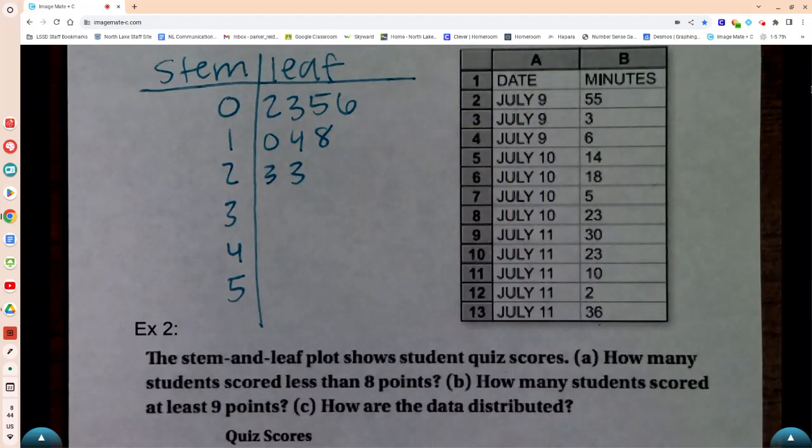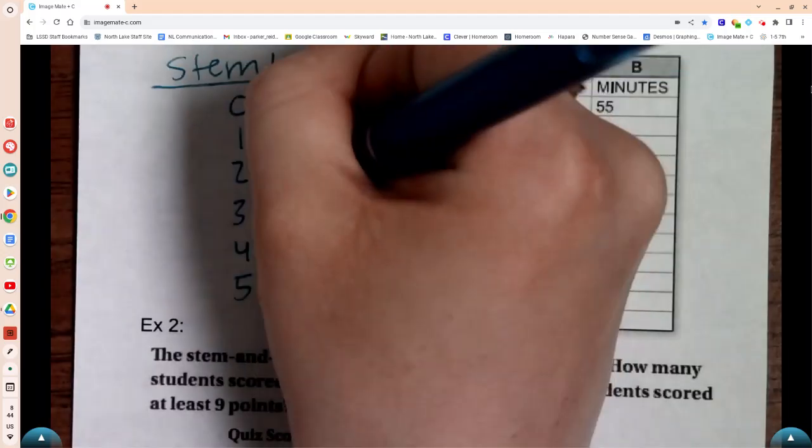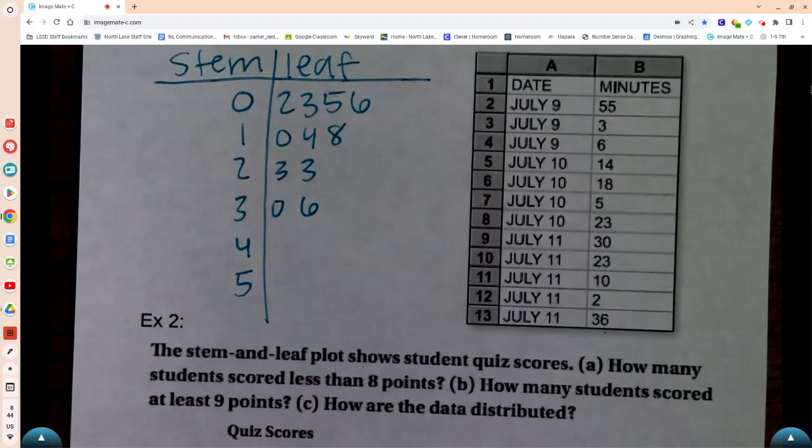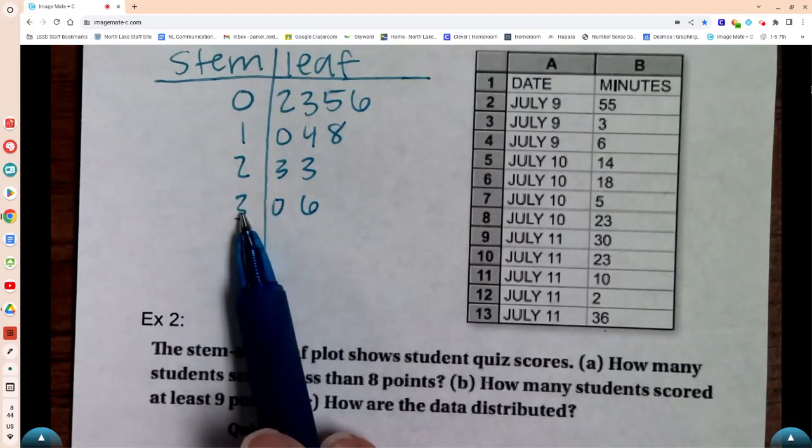Next, I have the 30s, anything that's in the 30s. I have a 30 and a 36. So what are the 2 leaves that I need to put on the stem of 3 if I have a 30 and a 36? Natalie? A 0 for the 30 and a 6 for the 36. Because remember, each one of these is going to be read out with the 3 in front.